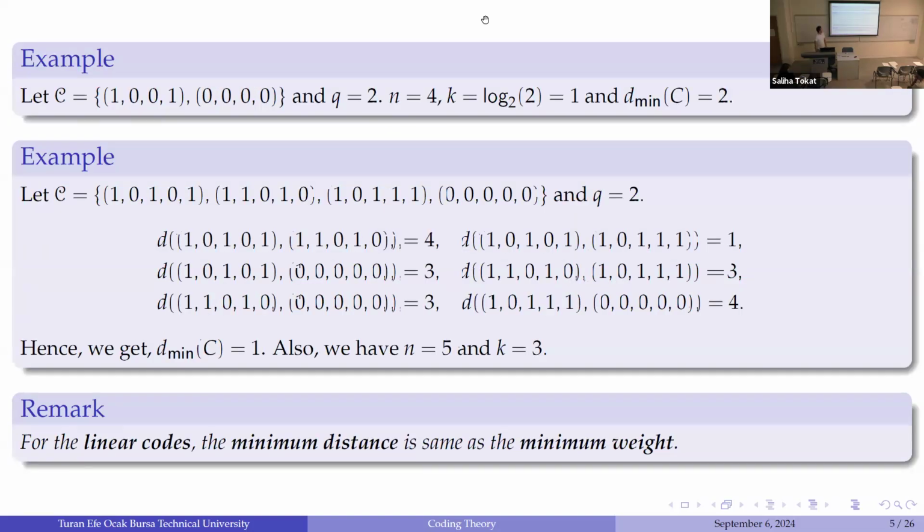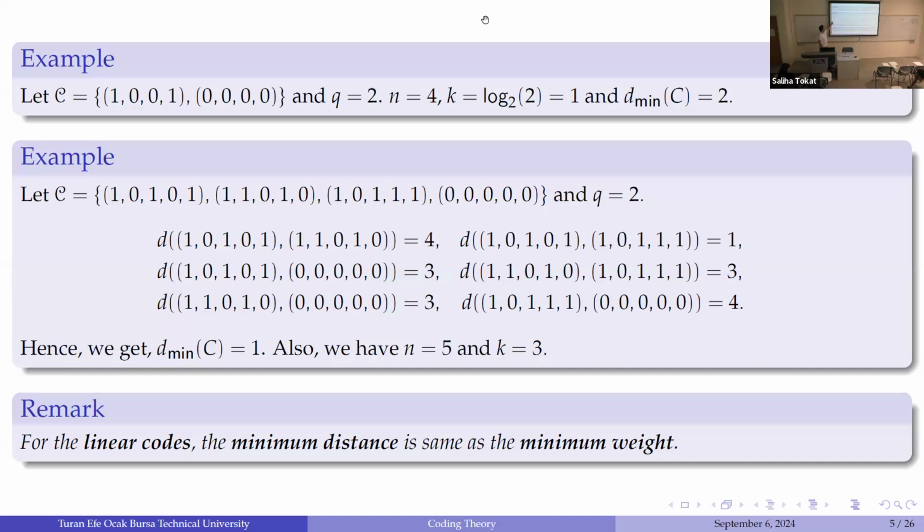Now I give some examples about it. Here's our code family. Our length is 4 because we have 4 entries. We have two code words, but one of the code words is a basis element. So our basis dimension is equal to 1 and the minimum distance is equal to 2 because the two elements are different.